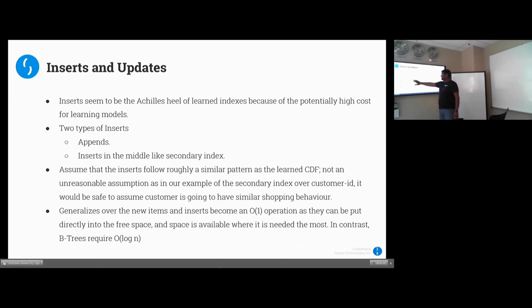There are two types of inserts: an append and an insert. Let's take an example. I'm a customer going to Amazon, probably looking for a MacBook. The next book that I'm going to look for is going to be something similar to that. There's a learned pattern on that already, right? If my model learned that particular pattern very well, it can actually point to the right record already. So in that case, it becomes a big O of one operation.